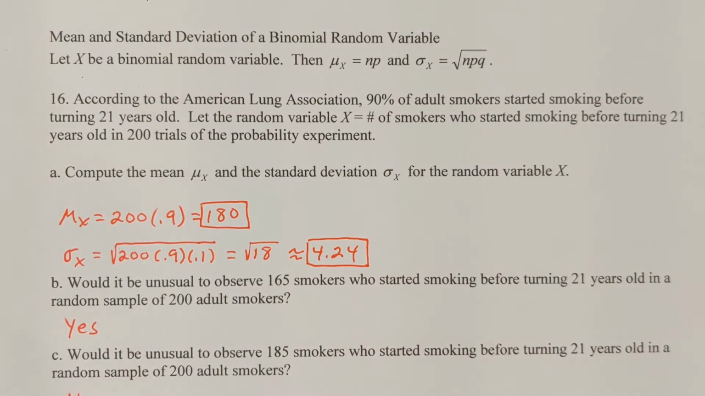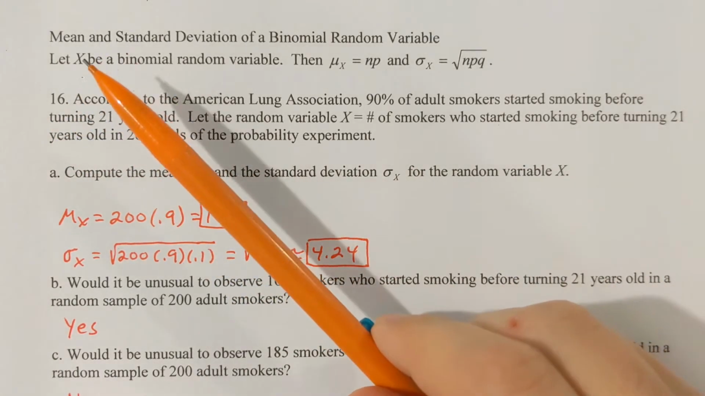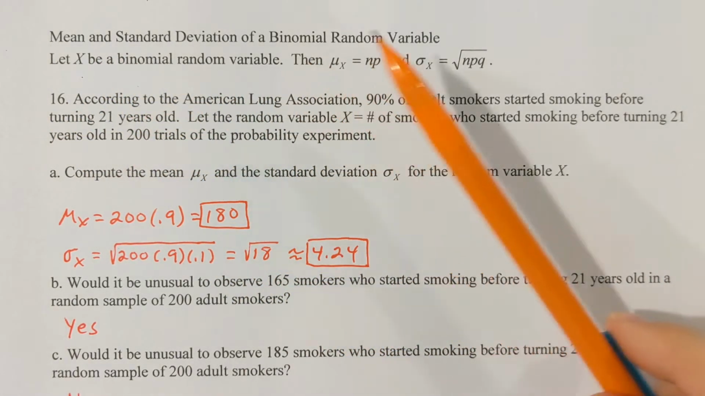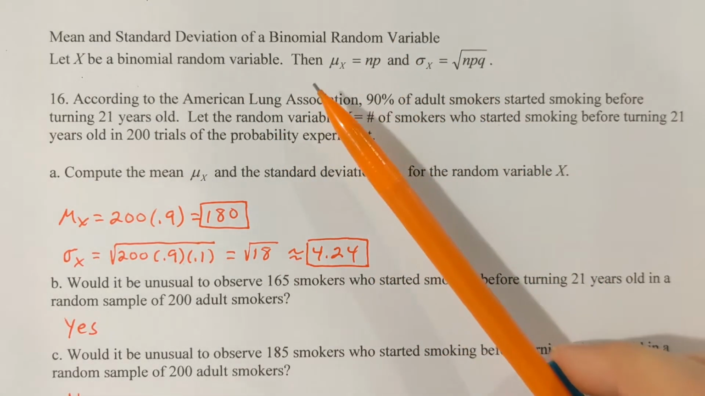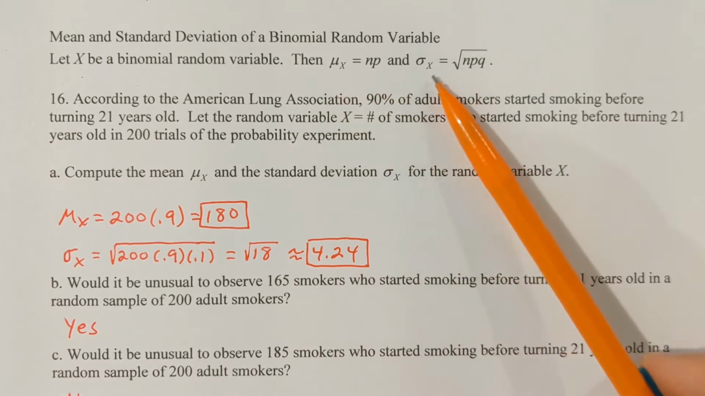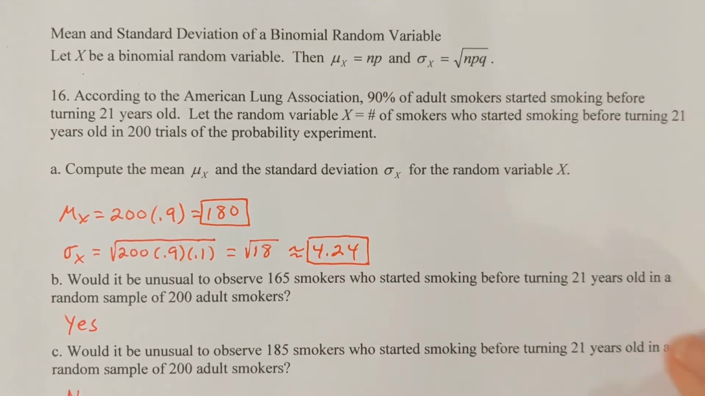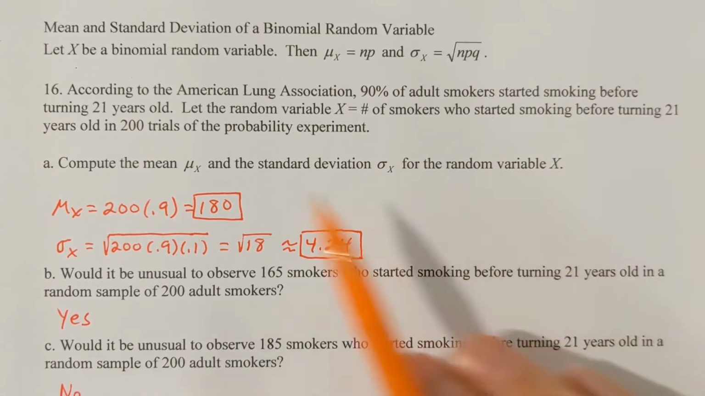Okay, I'd like to finish up section 6.2 here, and we're on problem 16. To find the mean and the standard deviation of a binomial random variable, here are the formulas that you use to get mu sub x and sigma sub x. So let's take a look at problem 16.